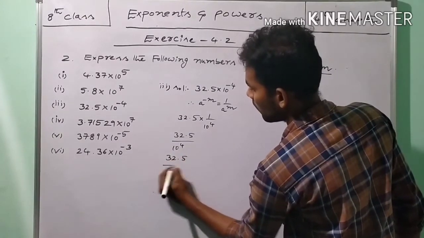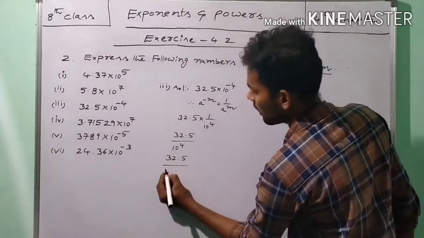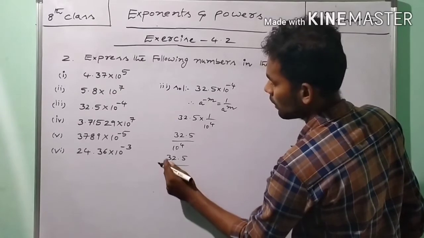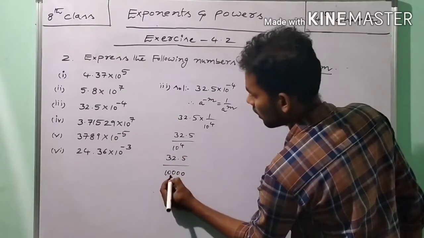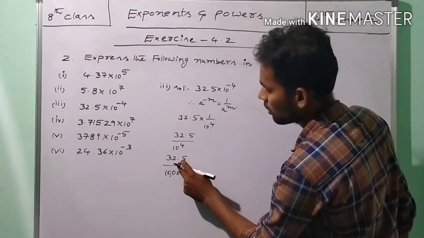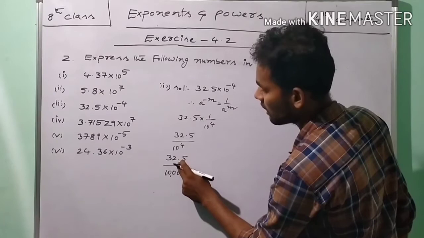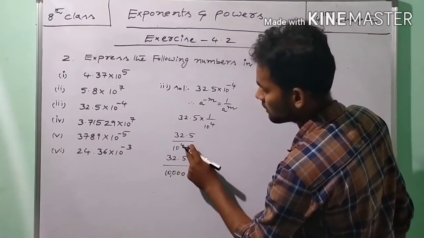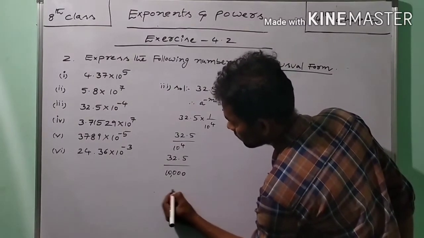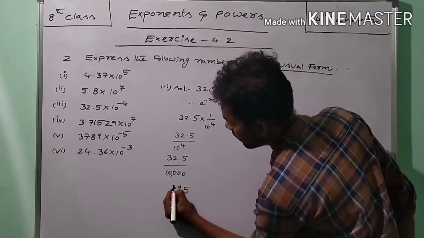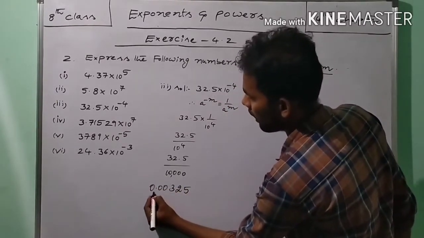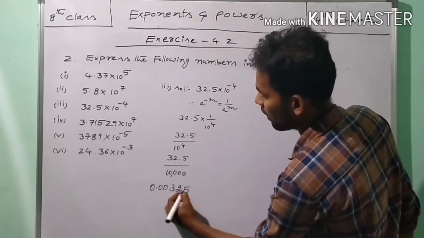32.5 by 10 to the power of 4 can be written as 32.5 by 10,000. Here the decimal point shifts how many places towards the left side? 4 places. That gives 0.00325.